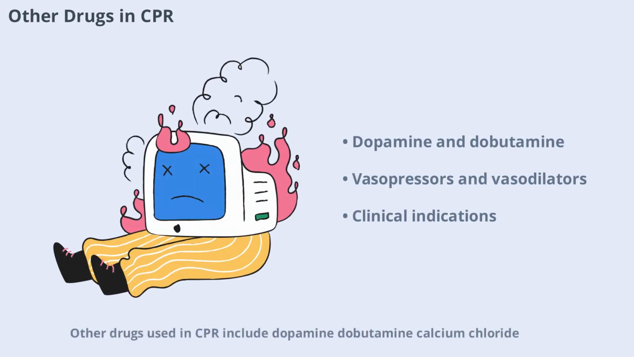Other drugs used in CPR include dopamine, dobutamine, calcium chloride, and amrinone, vasopressors like norepinephrine and phenylephrine, as well as vasodilators like nitroglycerin and sodium nitroprusside, and may be used depending on the clinical scenario. Each drug has specific dosing and indications, contributing to the comprehensive management of cardiac arrest.